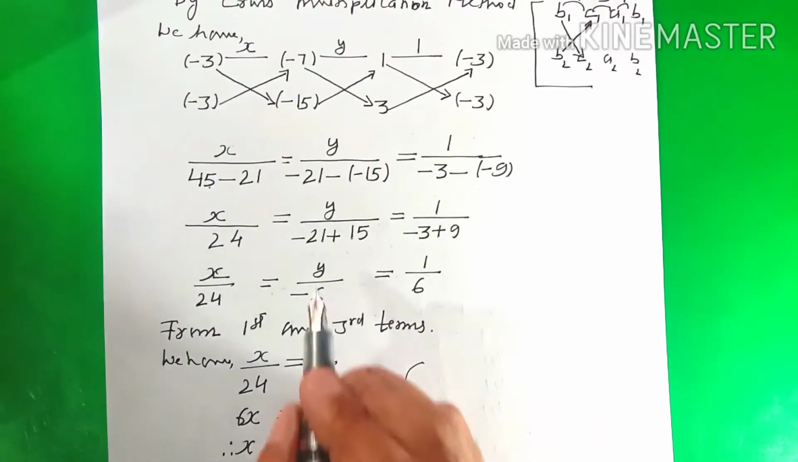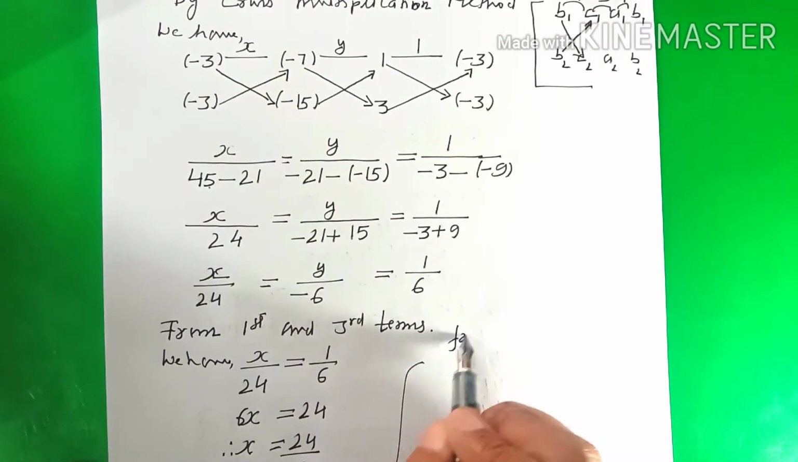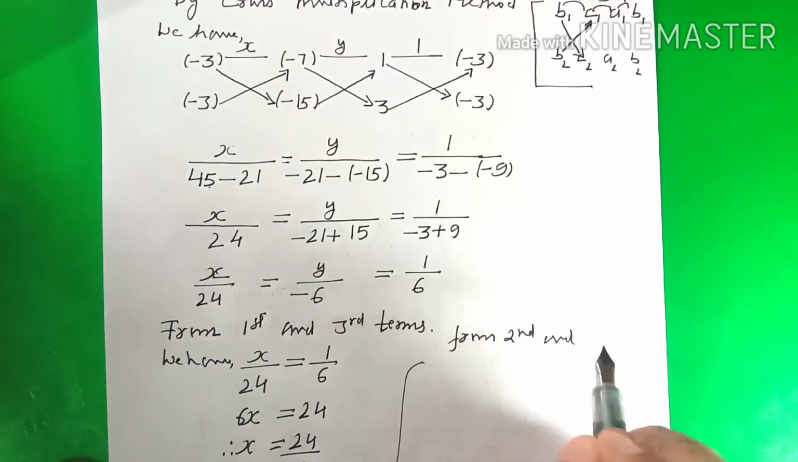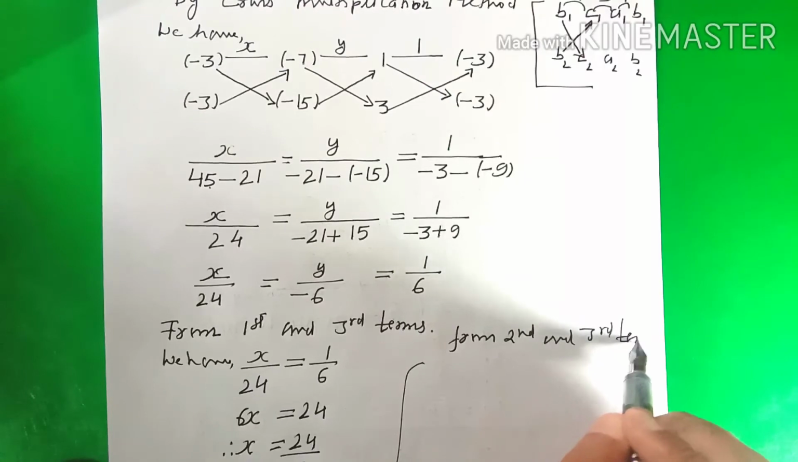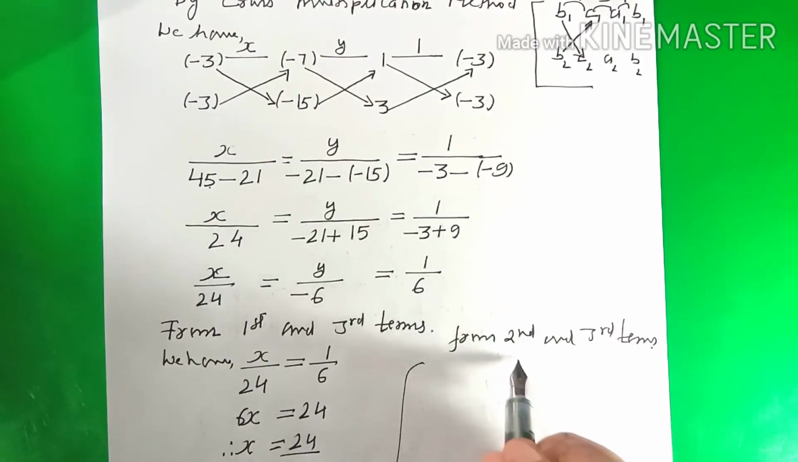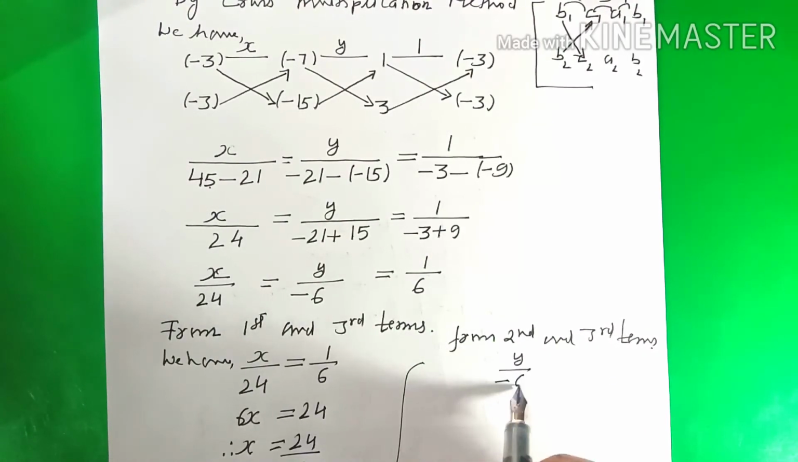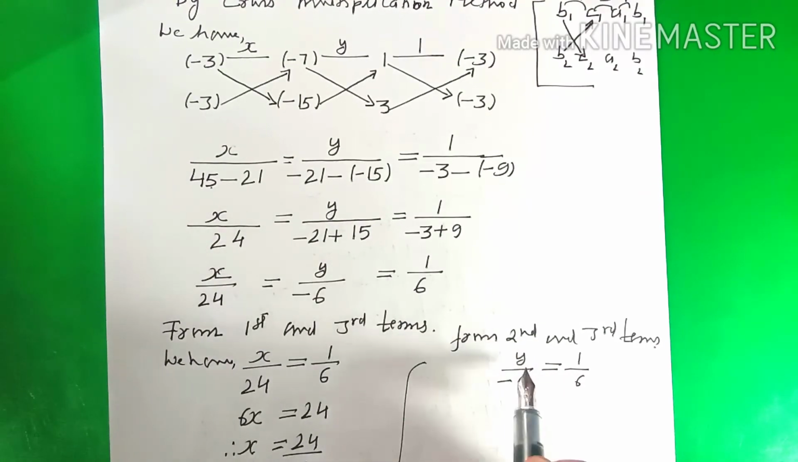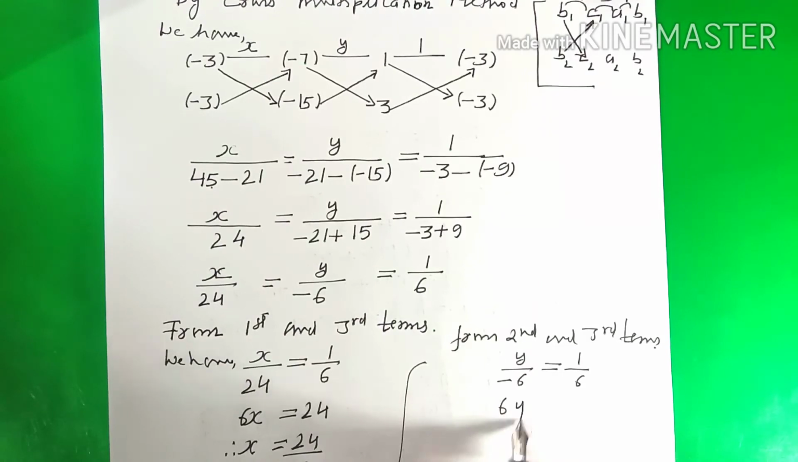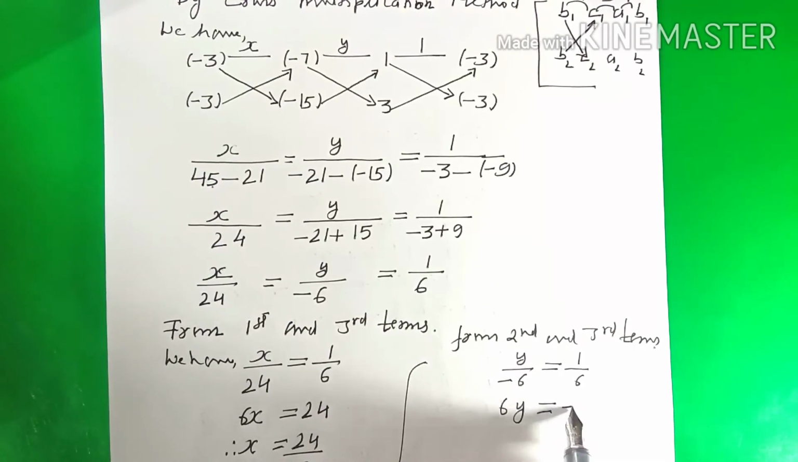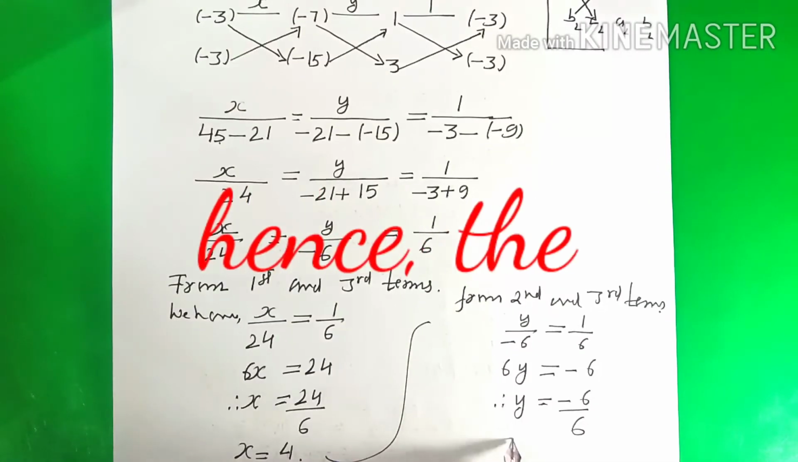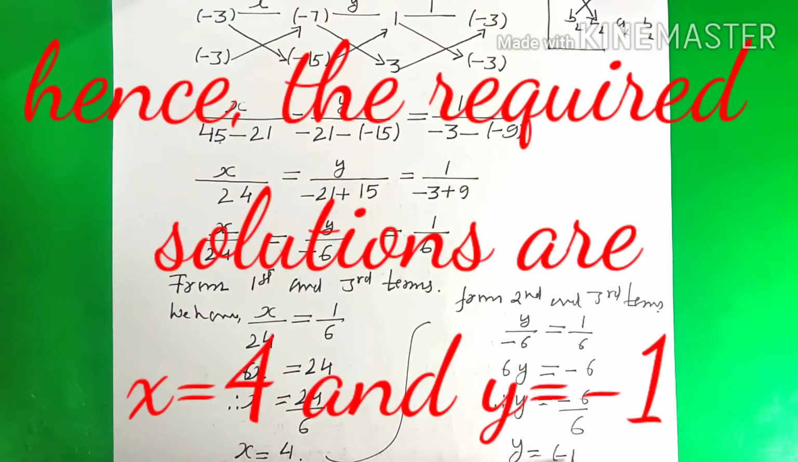After that, to get the value of y, you'll have to take from second and third terms. Second term y divided by 6 equals to third 1 by 6. Take here a cross multiplication, 6y also equals to negative 6. Therefore y equals negative 6 divided by 6, which is y equals to minus 1.